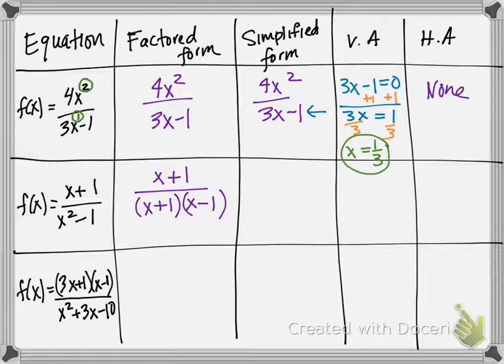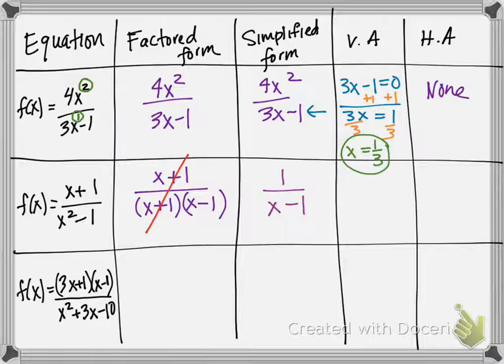So in order to convert this to simplified form, we're going to check to see if the numerator and denominator have a common factor, and they do. So we could cross out the x plus 1's because you could divide those and that would just equal 1. So 1 is left in the numerator and x minus 1 is left in the denominator.